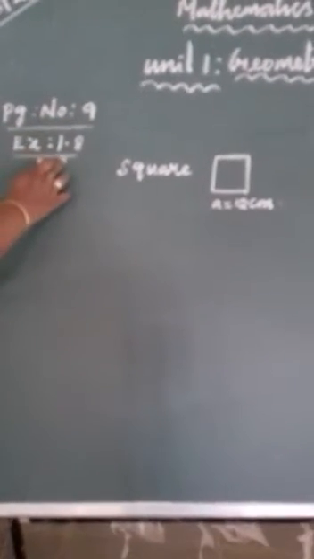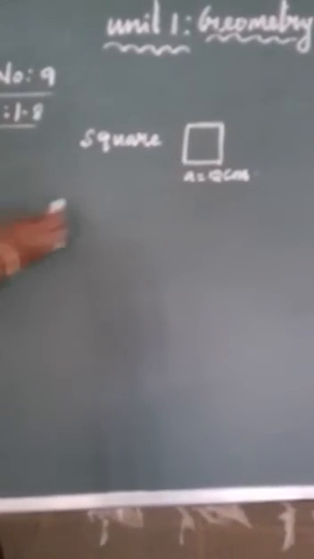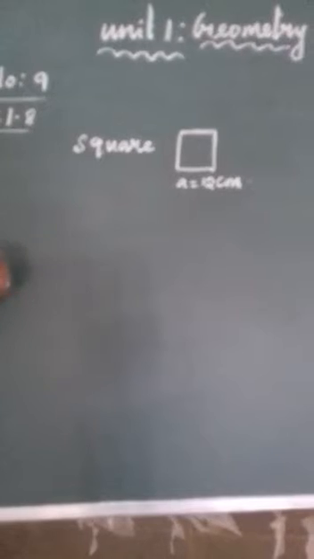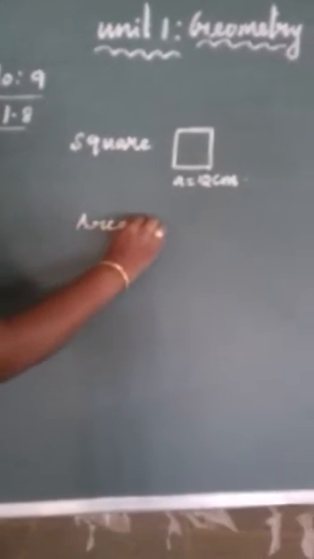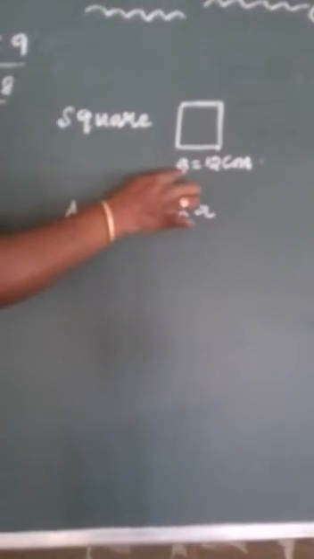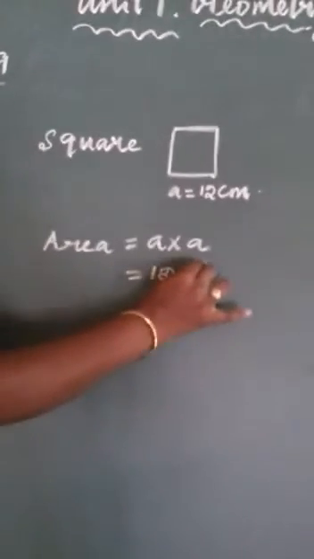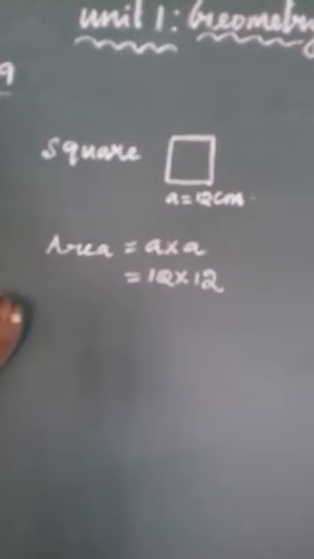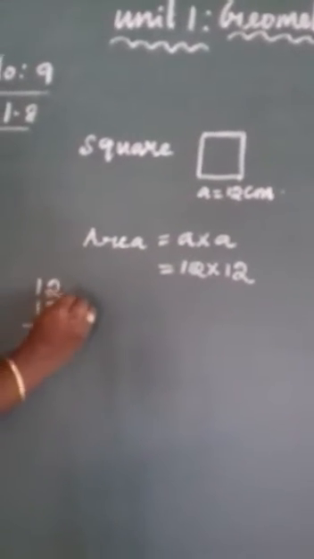Next example, area of a square. In your book, page number 9, exercise 1.8. What is the area of a square with a side 12 centimeter? Area of a square formula is A into A. Here one side is given, A equals 12 centimeter. So 12 into 12. Down also you have to write 12.